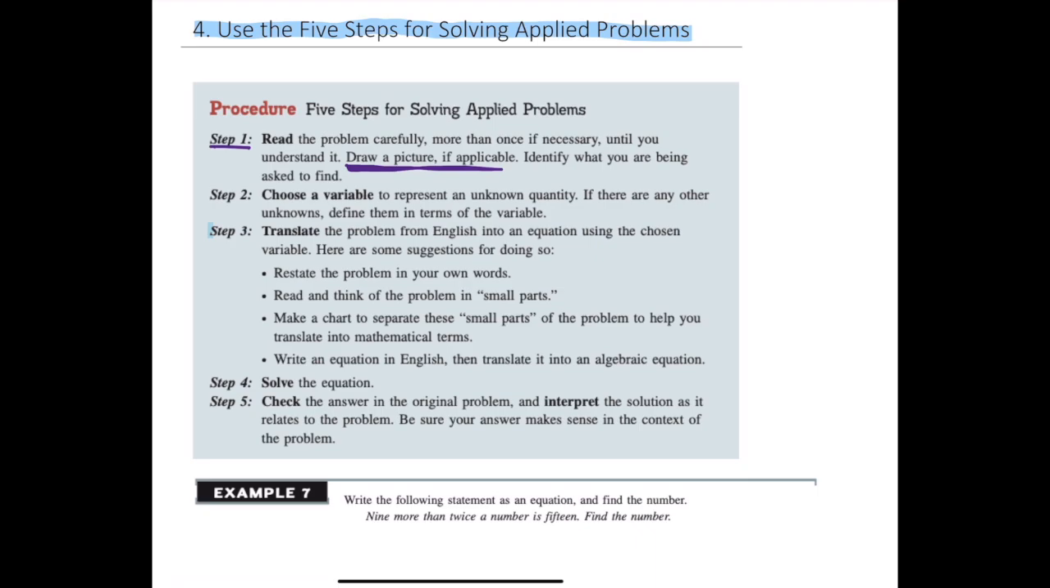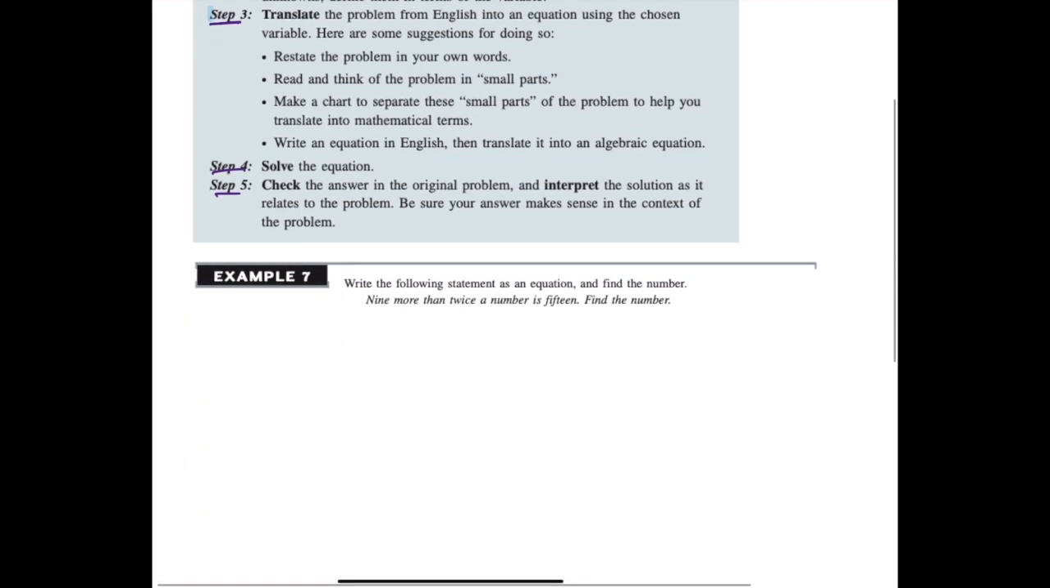Identify what you're being asked to find. Step 2, it says to choose a variable to represent an unknown quantity. If there's any unknowns, define it in terms of the variable. Basically say what your variable is equal to. What does X represent? Step 3 says to translate the problem from English into an equation using the chosen variable. So we'll see some examples of that. And then you solve and check the answer. Let's see some examples.